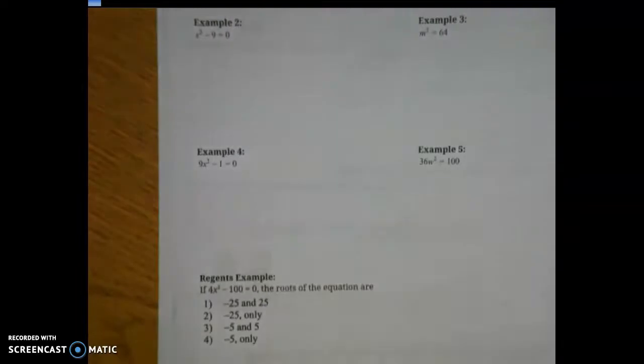Number 2 is very similar to number 1, so why don't you pause the video and try it on your own.